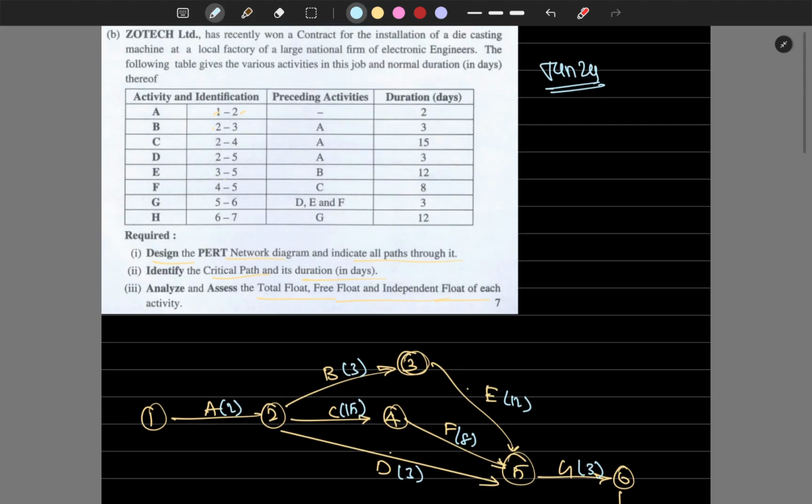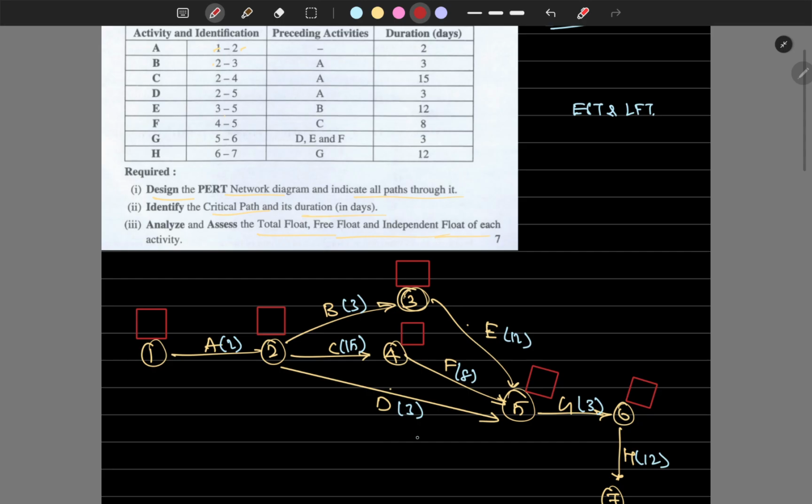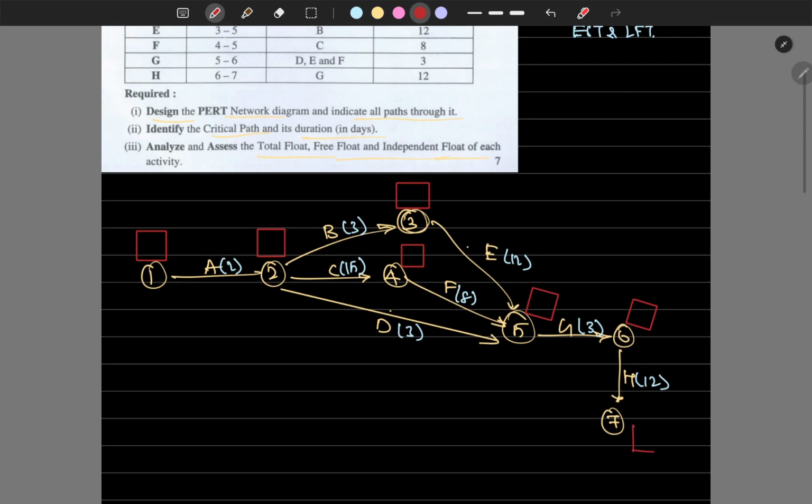So after that, what we have to do is fill the earliest start time, earliest finish time, and latest finish time. Every activity box will have the earliest start time, earliest finish time, and the latest finish time. Okay, let's quickly put the boxes.